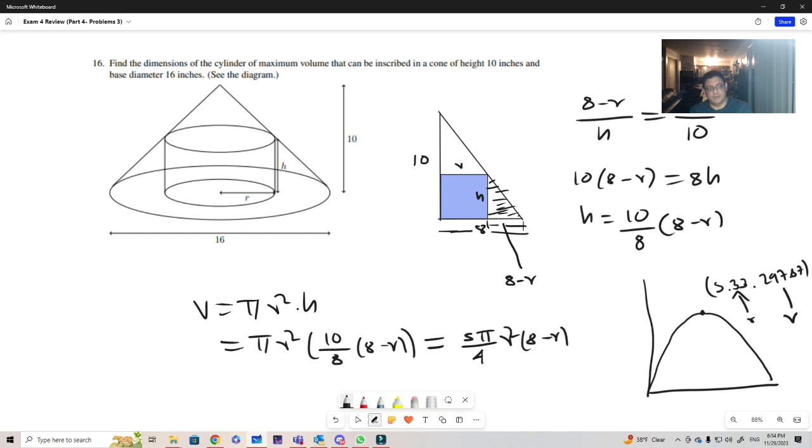So this is telling me what r to use to get the maximum volume. So when the cylinder has radius 5.33, you can actually plug this r here in h, and you're going to get that h is approximately 3.34. Then you're going to have a maximum volume of 297.87.